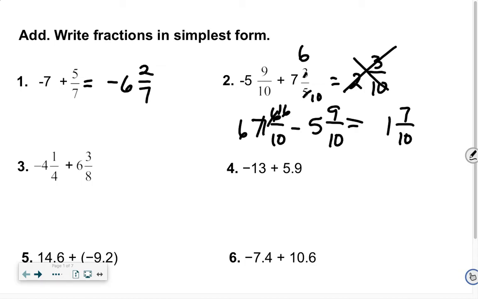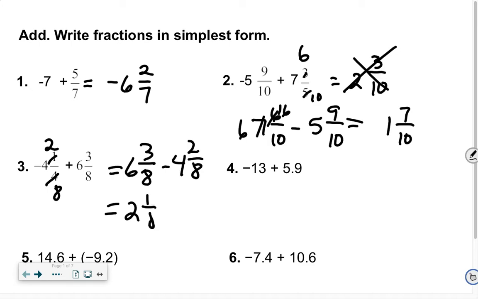What about negative 4 1/4 plus 6 3/8? What's the common denominator, Wesley? 8. So does this become 2/8? What sign am I going to keep? Going to keep the positive. Good job. So I'm actually going to say 6 3/8 minus 4 2/8, because I'm keeping the positive sign, right? Isn't that 2 1/8?